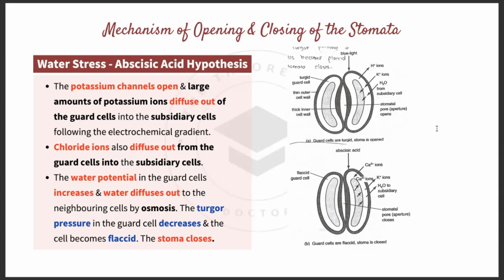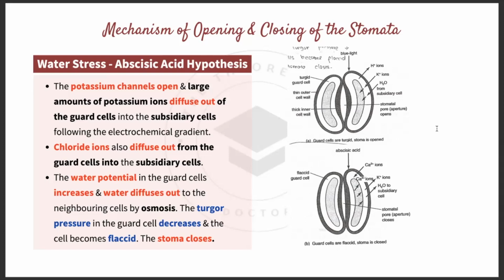What happens to the water potential? The water potential in the guard cells increases, and water diffuses out to the neighboring cells by osmosis. The turgor pressure in the guard cell decreases, and the cell becomes flaccid. So when it's flaccid, the stoma closes.